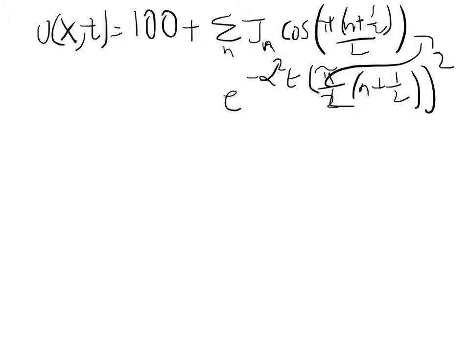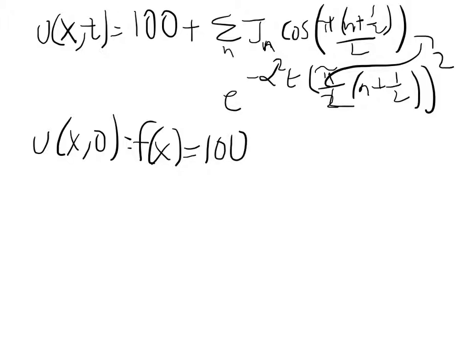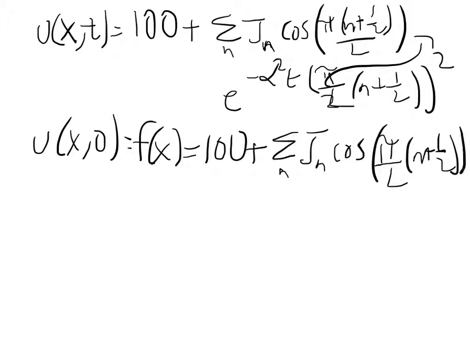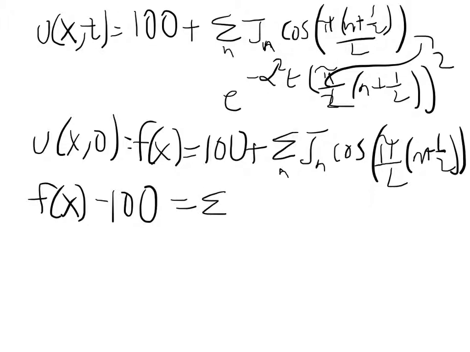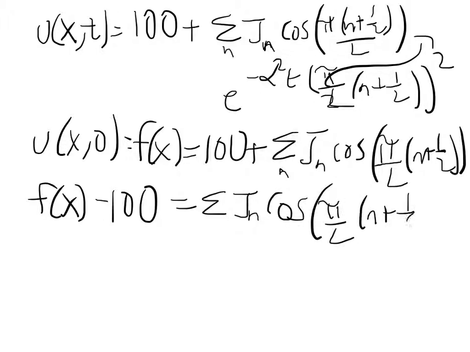It's a little messy. Okay, so now we're going to use the final initial condition, which is u of x comma 0 is equal to f of x, which is that piecewise function, remember, and that's going to be equal to, if we plug in 0 for t, 100 plus the summation of Jn cos of pi over L (n plus 1/2) x. Basically, we're getting rid of the exponential here. And so now we want to solve for the Jn's, which we're going to use orthogonality to do, but first we need to say f of x minus 100 is equal to the summation of Jn cos of pi over L (n plus 1/2) x.